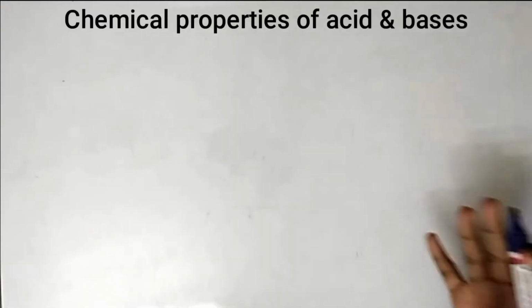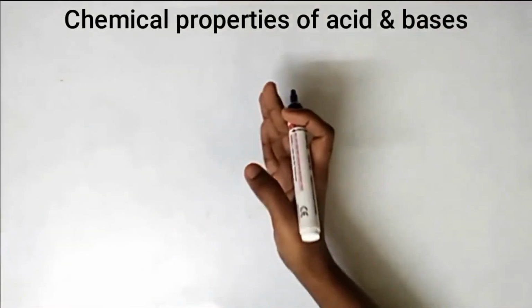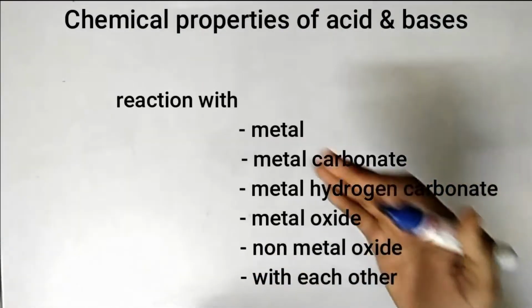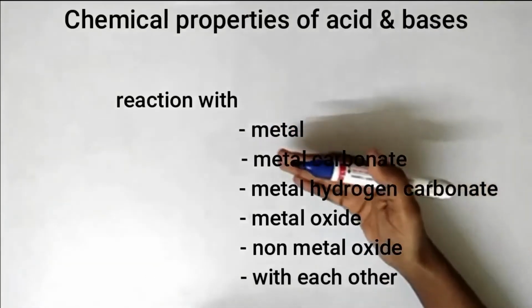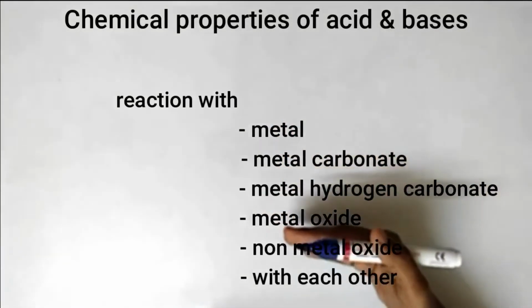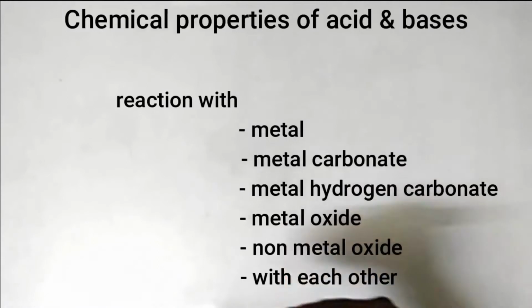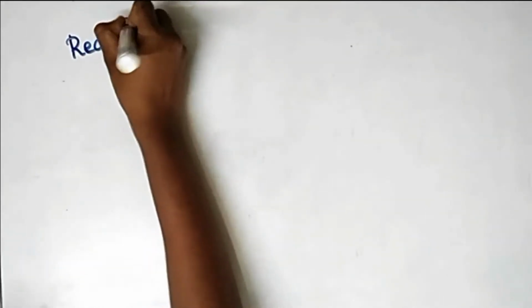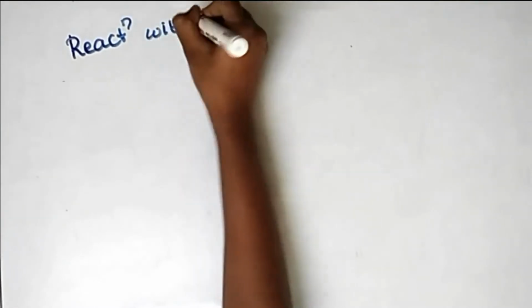Now we are going to study the chemical properties of acids and bases, and their reaction with metals, metal carbonates, metal hydrogen carbonates, metallic oxides, and non-metallic oxides, and their reaction with each other are discussed. First, we will study the reaction with metals.